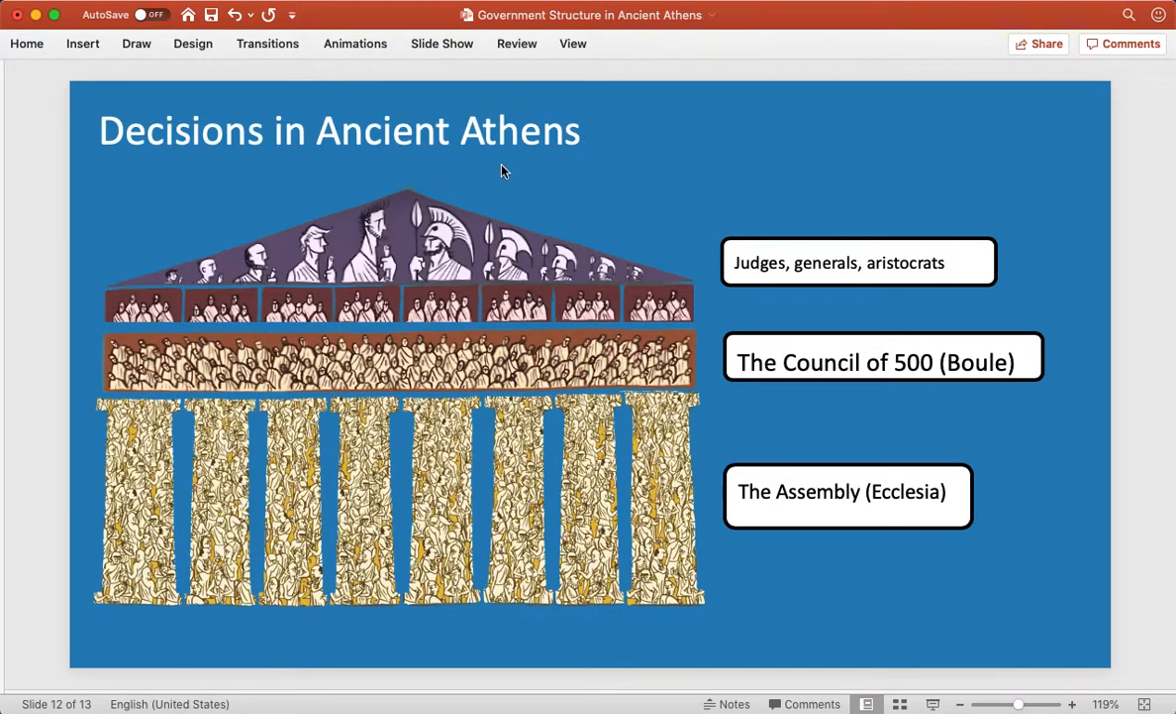This is directly from the video, but these are the 3 sections of government and the tiers. Obviously supporting the entire system is the assembly. You'll learn that they have the most members. Then you have the lottery-picked Council of 500. Then you have the judges, generals, and aristocrats. This is the only group that was elected, so you put yourself up for nomination and got elected. But by being elected, you also have the responsibility of doing a good job. If you didn't, you could be kicked off, which was really terrible, or even sometimes killed.